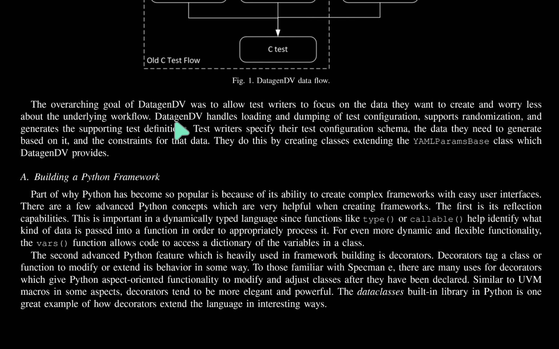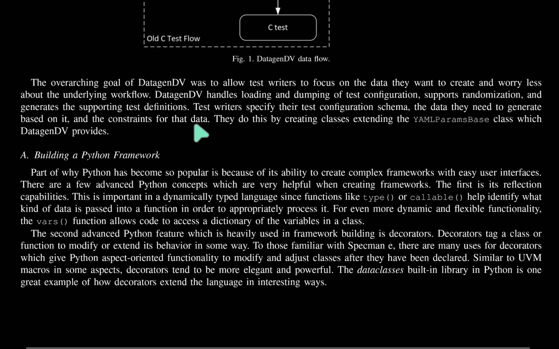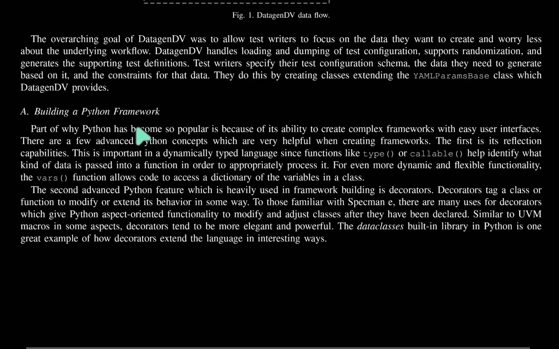test definition. Test writers specify their test configuration schema, the data they need to generate based on it, and the constraints for that data. They do this by creating classes that extend the YAML primitives-based class which DatagenDV provides. So, A: building a Python framework.